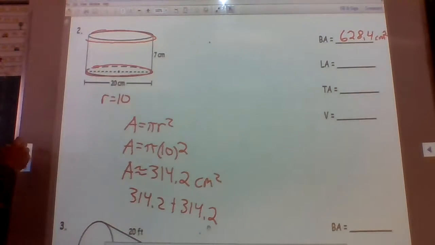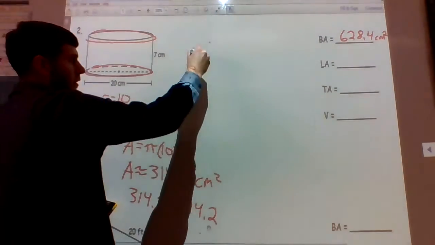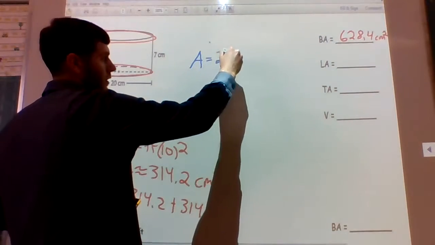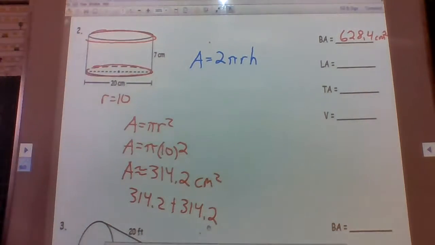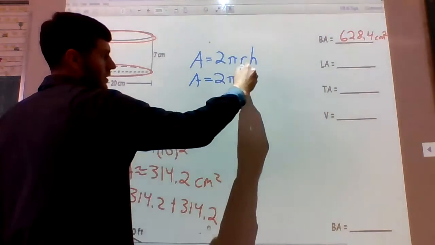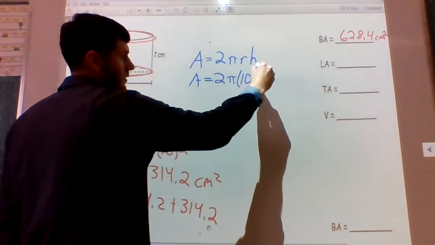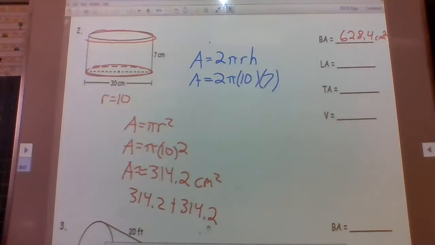Lateral area, the area around the cylinder, we find by 2 pi r h. So the distance around the cylinder times the height of the cylinder. Again, that's going to be 2 pi times 10 times the height of 7. That's going to be 140 pi.